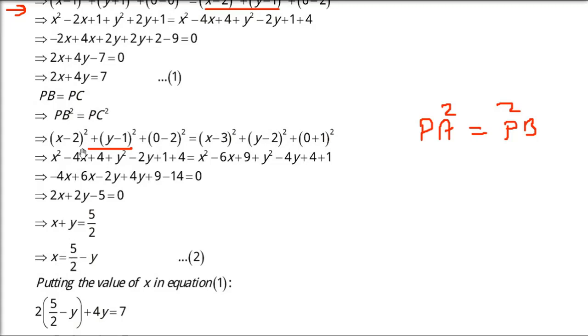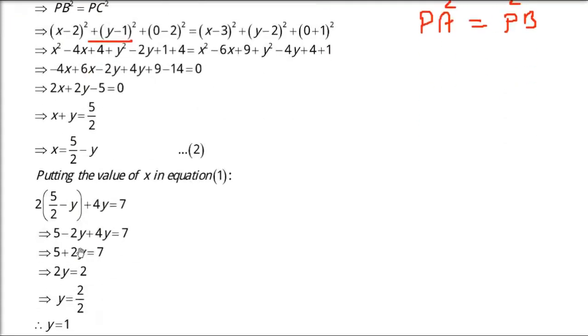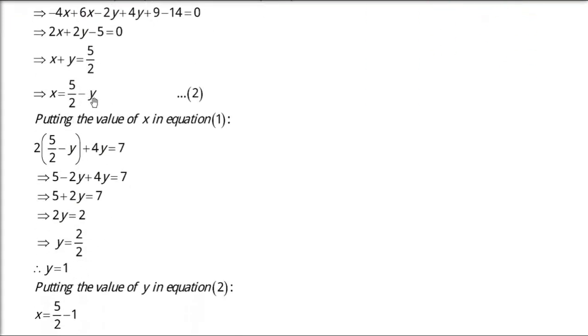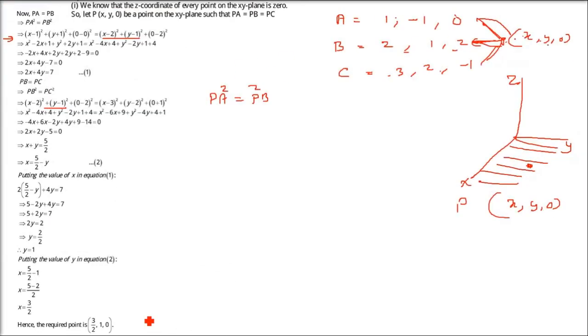Just adjust it and you will have two equations. You know how to solve two straight line equations. These are simply straight lines. Take x as y/2 minus 1 from the second equation and put it in the first equation. Solve it, you will get y as 1. When you put y as 1, x will be 3/2. So you got x and y, z is of course 0. So you have (3/2, 1, 0).